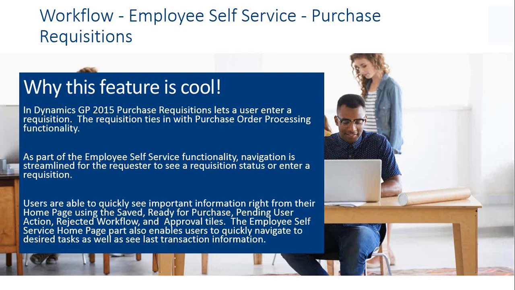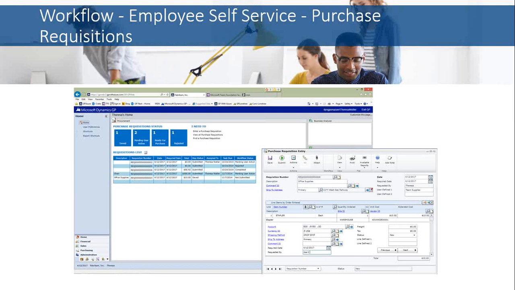So this is an example of what your homepage could look like with requisition functionality. So you can see here that on my window I have a purchase requisition status. And so I have a requisition list, and this is personalized by the individual whose homepage we're on. Also, on the right-hand side, you can see what that requisition screen looks like, very similar to what a purchase order entry window looks like.